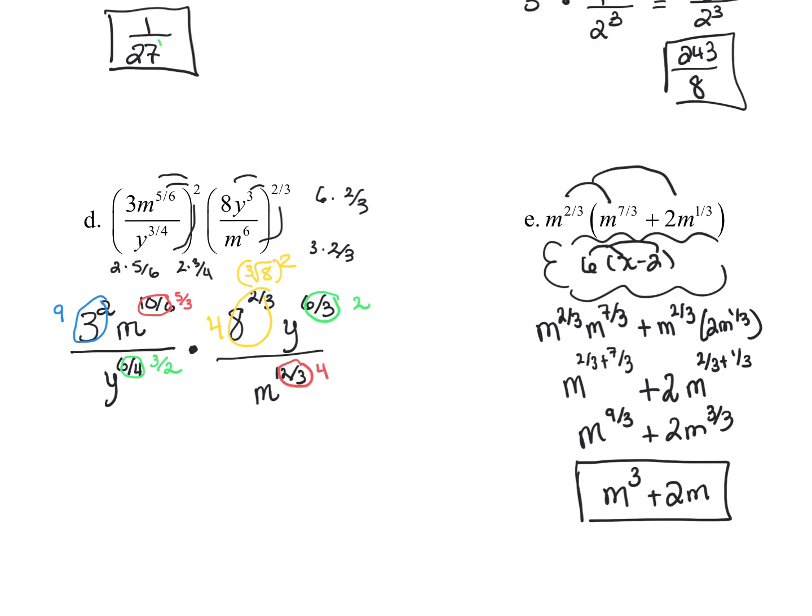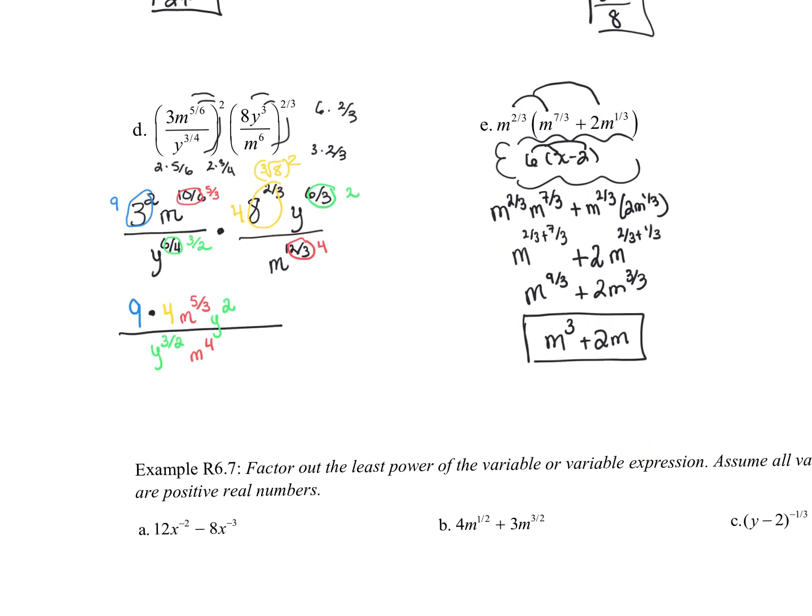So on top, from blue I have 9 times my yellow 4. I have m to the 5/3 on top, and I have y squared on top. On bottom, I have y to the 3/2. And then I have m to the 4th. I'm just going to shrink it. I need to clean everything up.